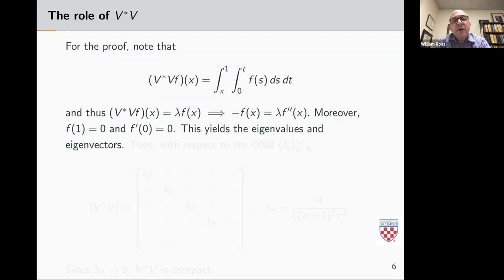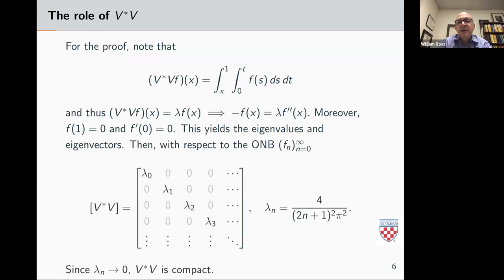Now, since the eigenvectors form an orthonormal basis, V star V has a matrix representation with respect to this basis, and it's a diagonal operator. If you look at the formula for the eigenvalues, notice that they go to zero. So if you have a diagonal operator whose entries go to zero, that says it's a compact operator. So V star V is a compact operator. So we have the first part.